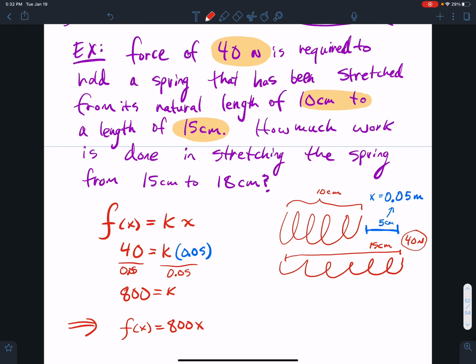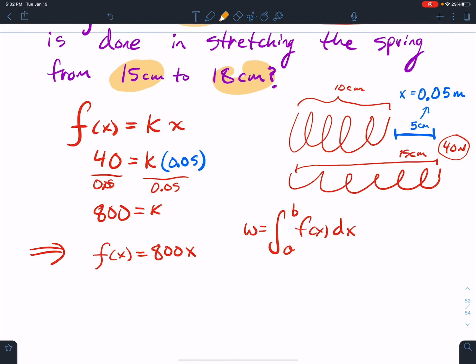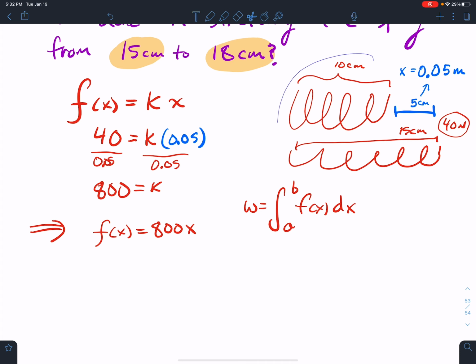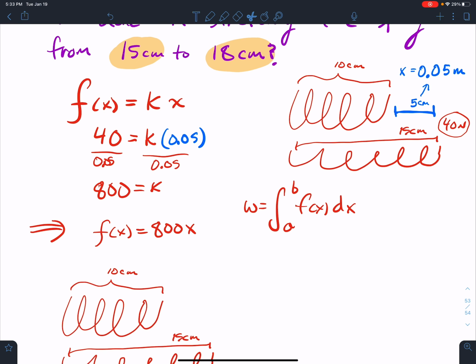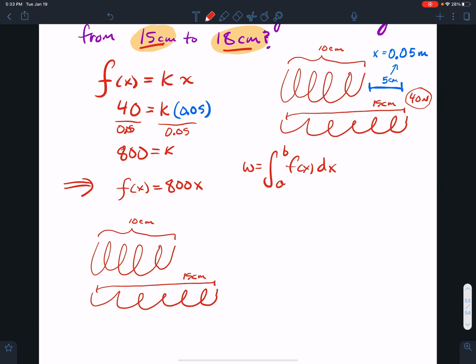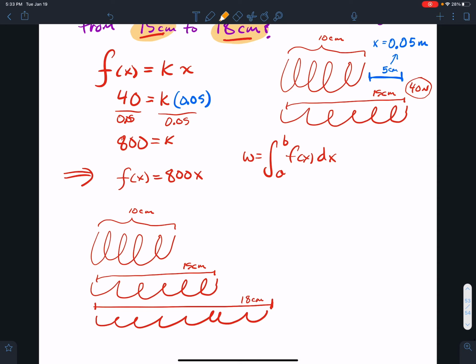All right? That's going to be helpful because in order to figure out how much work is done, that's the integral from A to B of the force function. So once I have my force function, I just got to figure out what A and B are. Well, how much work is done by stretching it from 15 to 18? Well, let's think about this. Remember, the resting length was 10 centimeters, right? And then, what I want to know is what work was done to stretch from 15 to 18. So instead of stopping at 15, now I stretch it out to 18. Okay, so 18 centimeters.